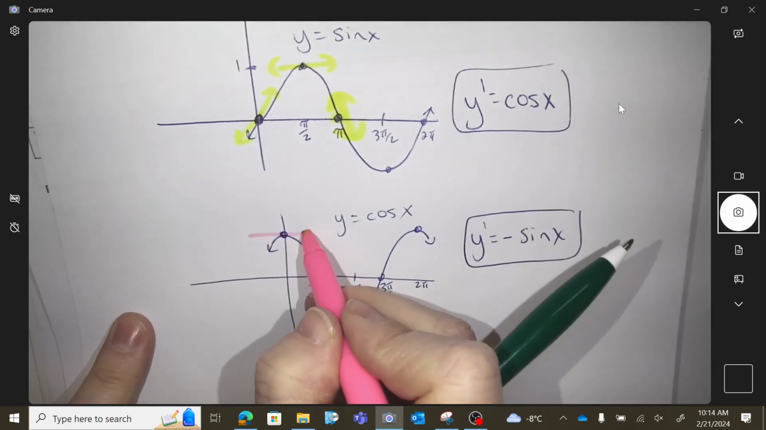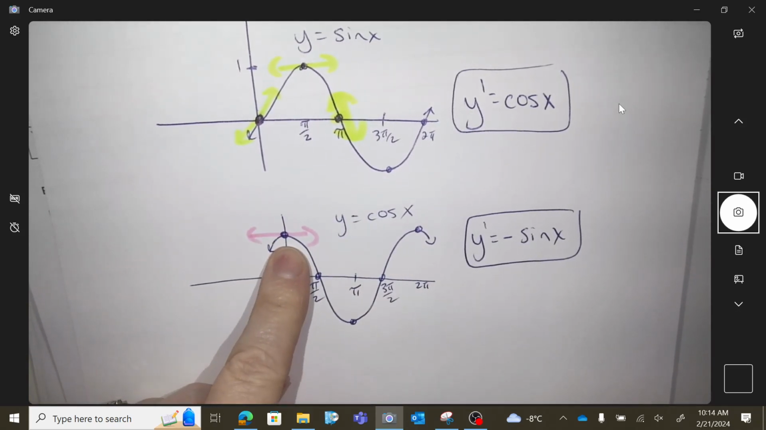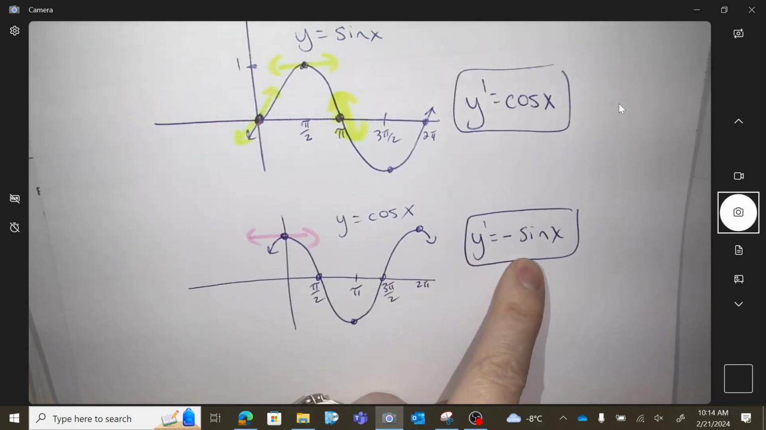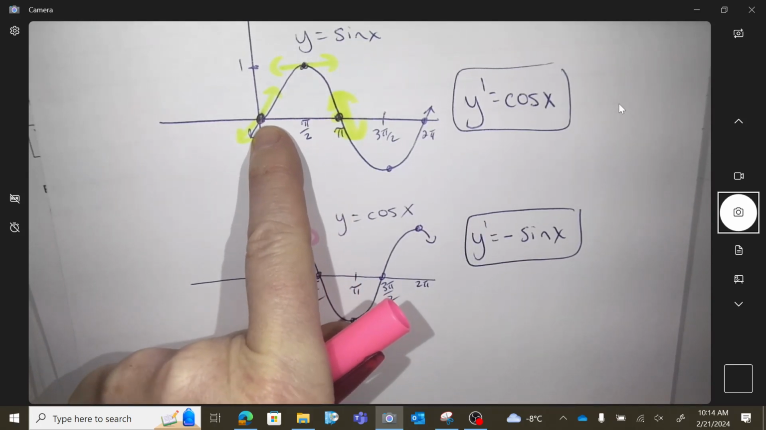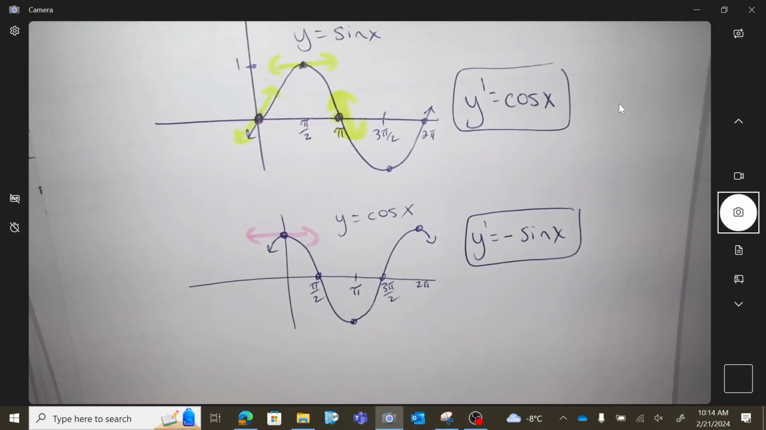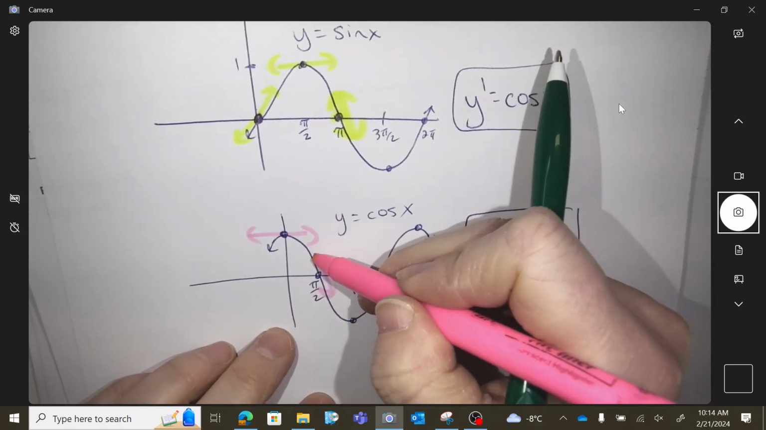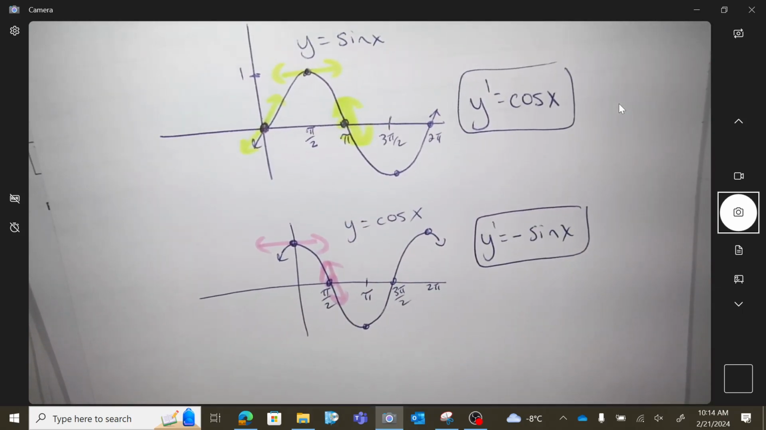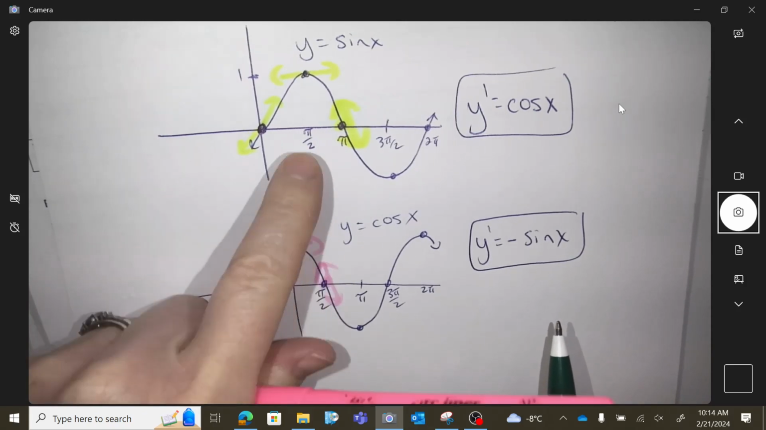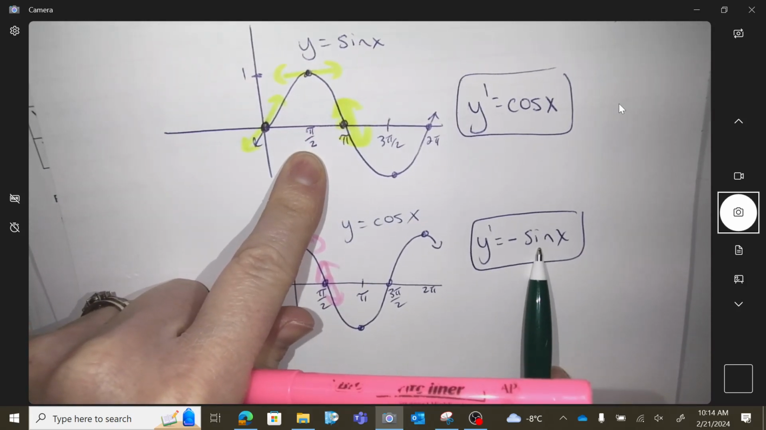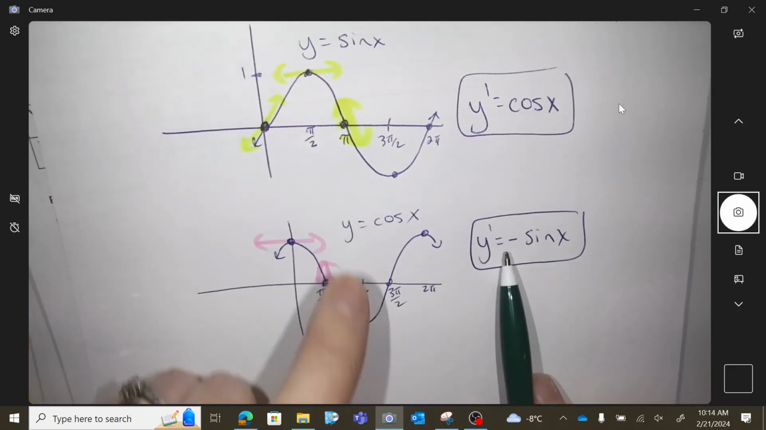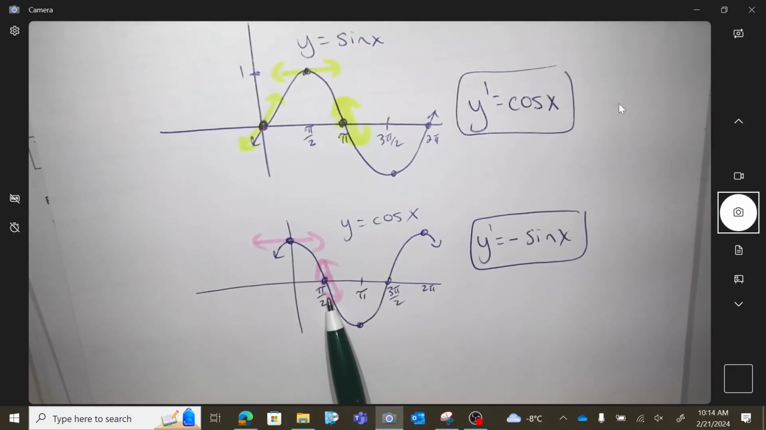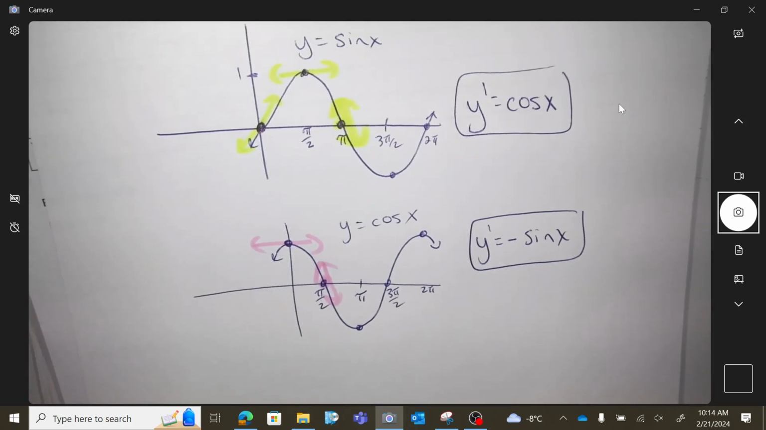For instance, at 0, my slope should be 0. So what's negative sine of 0? Sine of 0 is 0. So yeah, the slope is 0. At 90 degrees, the tangent line. So go to 90 degrees up there. What's the sine of 90? 1 times -1. Boom, my slope is -1. Okay, so that's how that's all working.